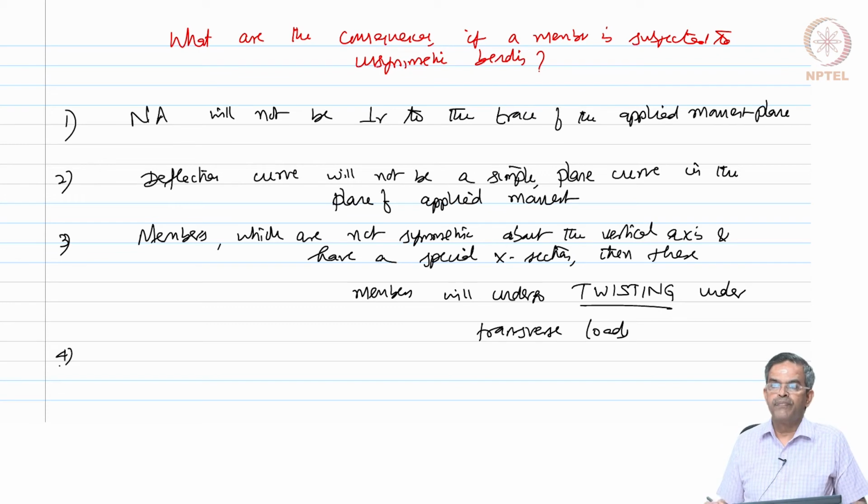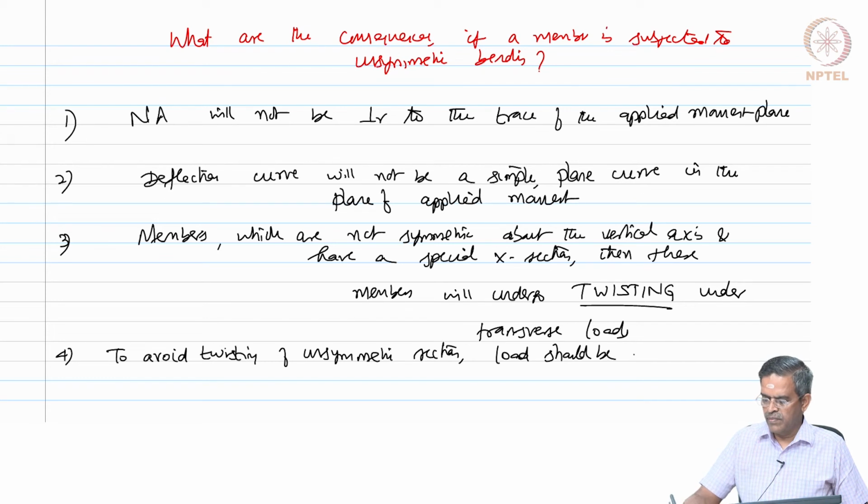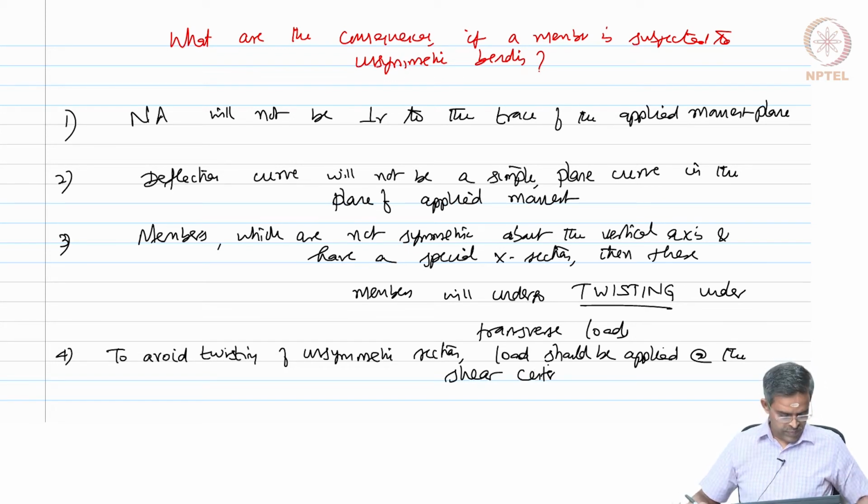The fourth could be to avoid twisting of unsymmetric section, load should be applied at the shear center. Now the question comes, what is the speciality in analysis if a member is subjected to unsymmetric bending?